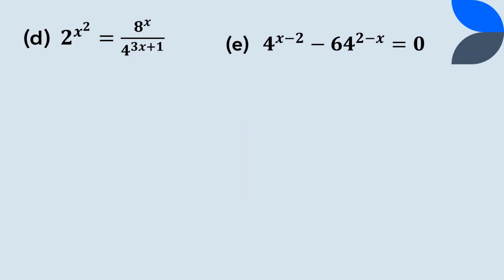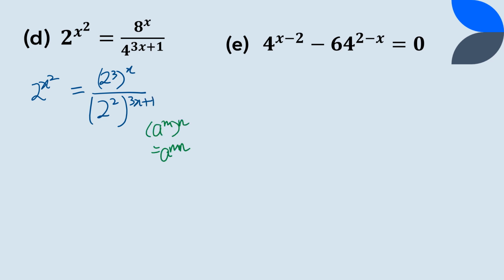All right, let's look at two other questions. They are slightly harder than the previous one, but it's not that difficult too. All we need to do, if you look at part D, is express all the numbers as base 2. So 8 is 2 to the power of 3, and 4 is 2 to the power of 2. And then you have to apply the rules that are written there.